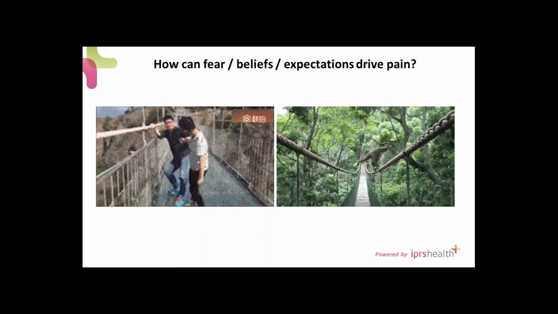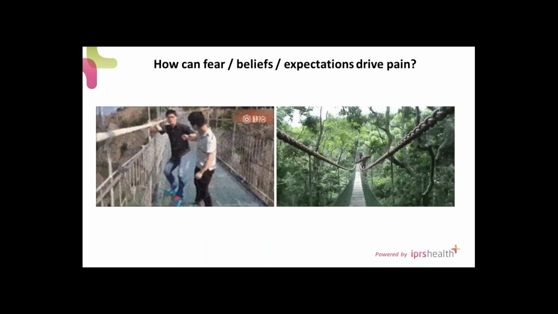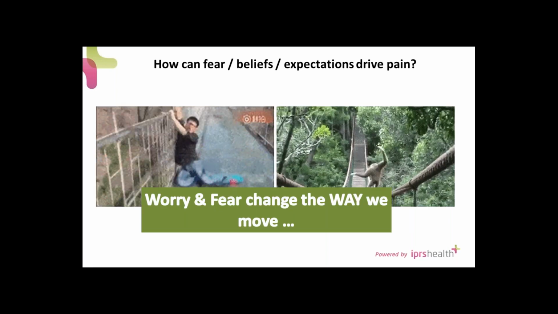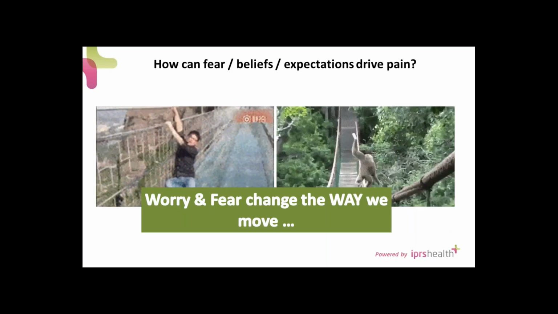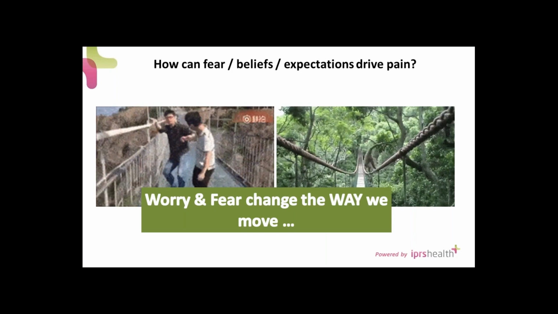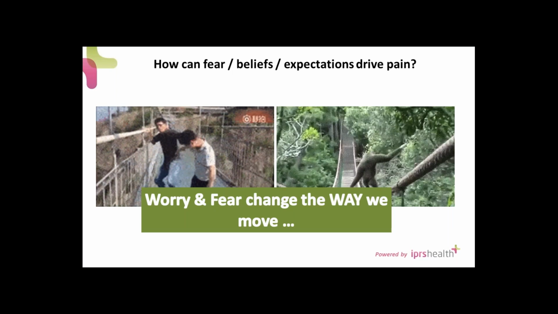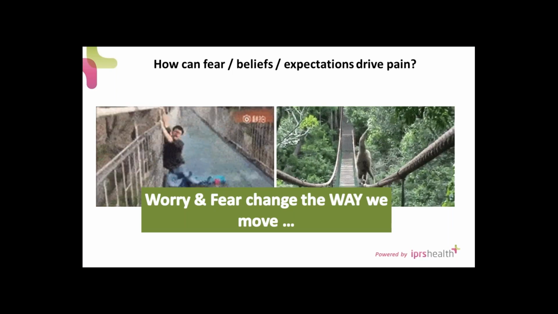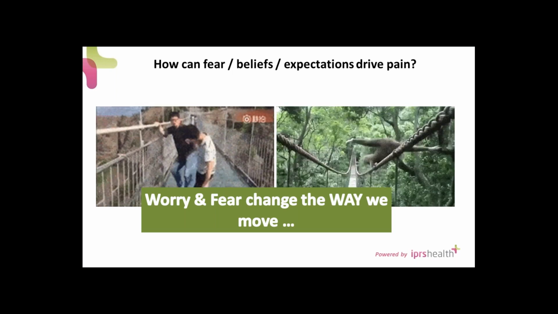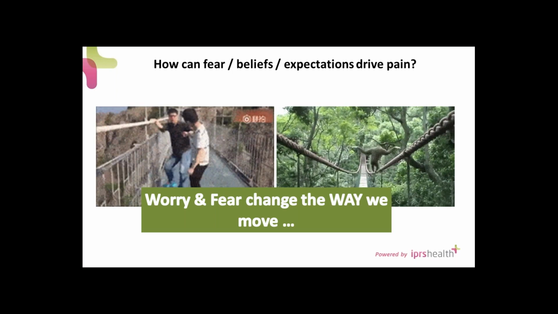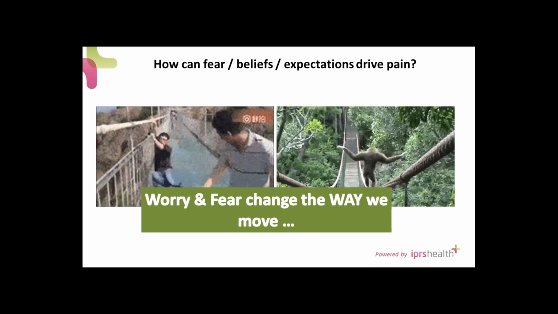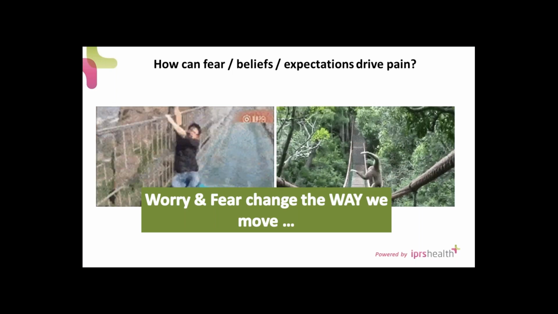This is a question I get asked quite often. How can fear, beliefs, and expectations drive pain? And the reality is, it changes the way we move. If we look at these two different people crossing a bridge, or one's a person, one's a monkey, the person is debilitated by fear. They are scared that they're going to fall. They don't want to move. They're tight. They're not moving. Whereas the monkey, he has less fear. He's not worried about, there's no danger signals there for him. So he has lots of movement variability. He's moving really smoothly and in lots of different ways. The fear and worry haven't changed the way that he moves.